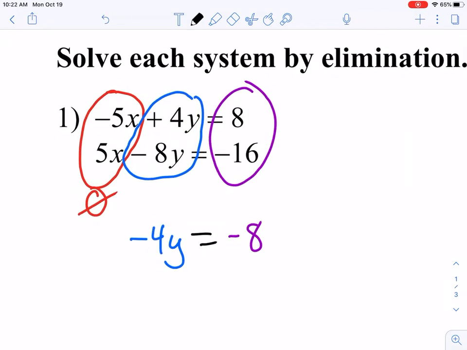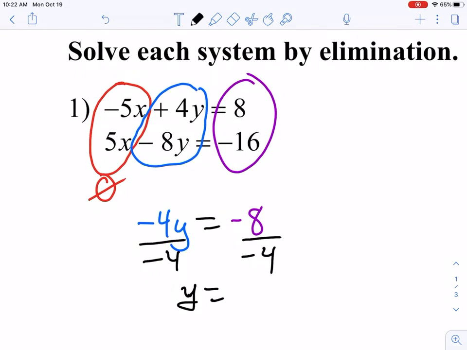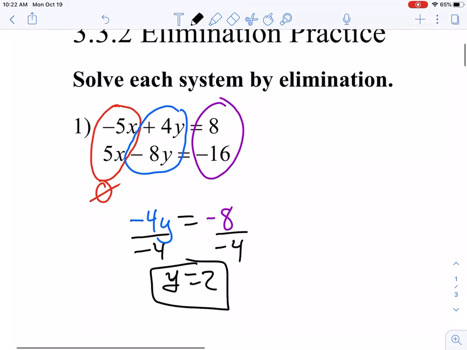My x is eliminated, which is exactly what I want. That's why this is called elimination. One of my variables eliminates, and then I can solve for my other variable. So in this case, I divide negative 4 to both sides to find that y is equal to a positive 2. Negative 8 divided by negative 4.